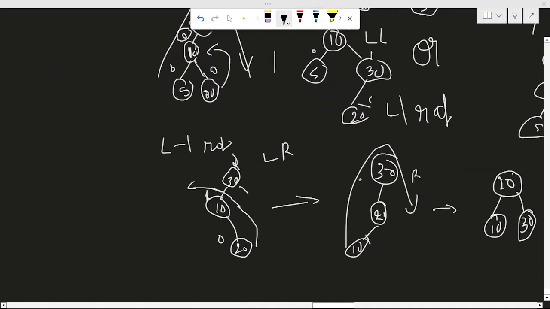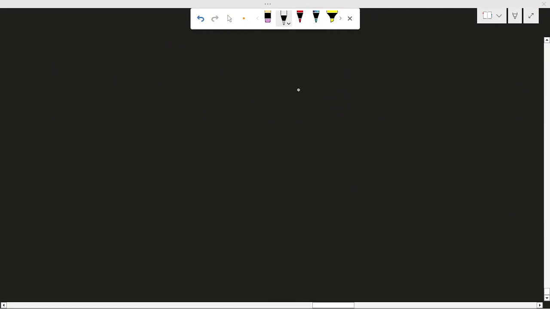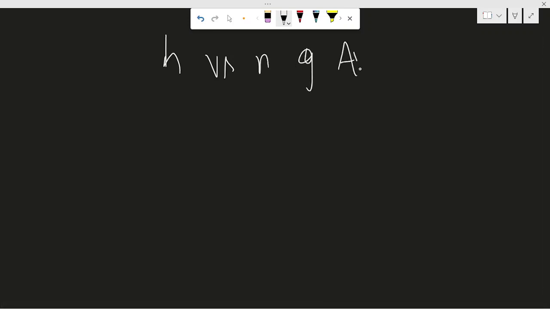So in this video, we are going to discuss height versus node of an AVL tree. Height versus node of AVL tree, right? Okay.